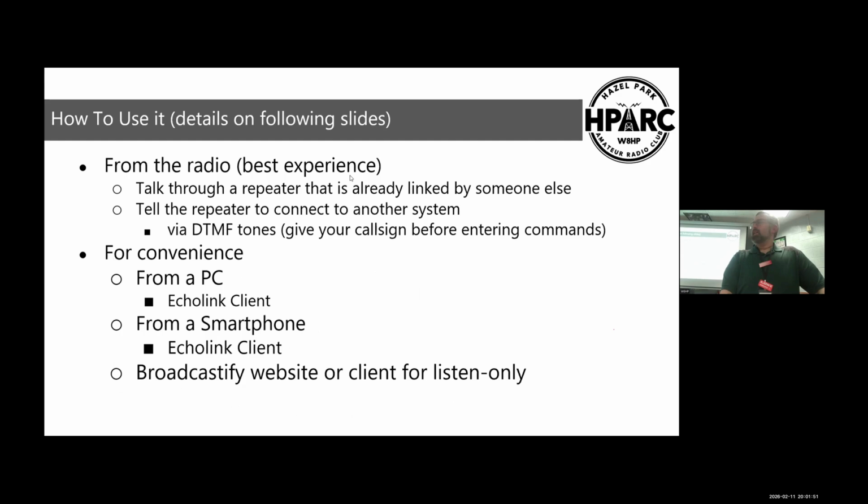So how to use it, some more details from the radio. You could talk through a repeater that's already been linked by someone else, or you could tell the repeater to link to another system, and you do that by transmitting DTMF tones. And that's just with the keypad on the front of your radio. If it has it, you just key up the push to talk button and then dial the number like you would a phone. At least on my Yaesu, I assume it's like that on the other radios as well.